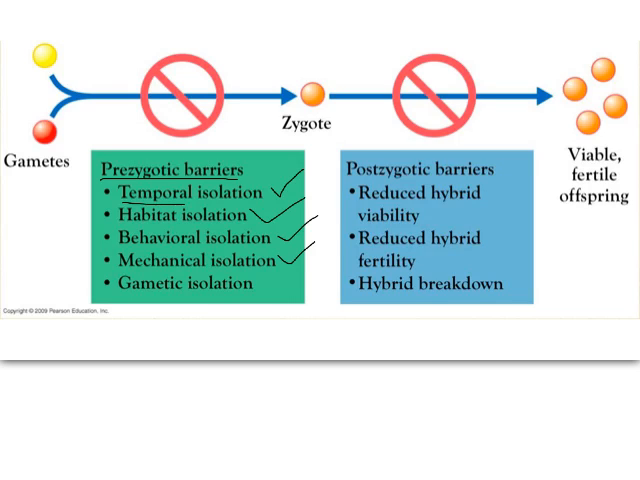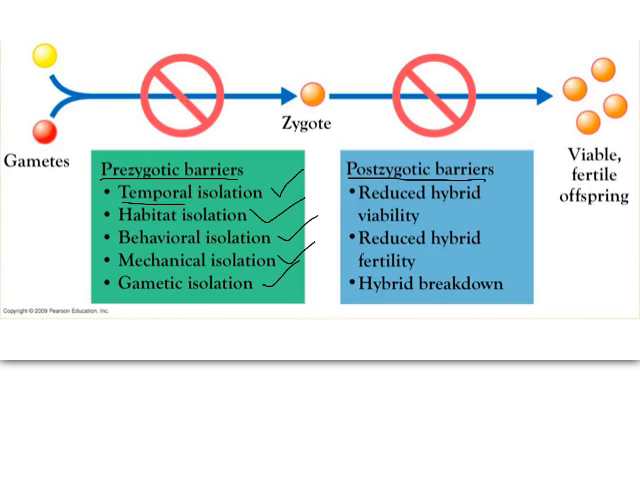Mechanical isolation would be that their anatomy physically does not fit together, so they are physically unable to copulate and mate. And gametic isolation means the egg and sperm of the two different populations are unable to combine. So maybe there's a protein on the surface of the sperm cell that doesn't allow it to combine with the egg, for example. So those are some examples of prezygotic barriers.